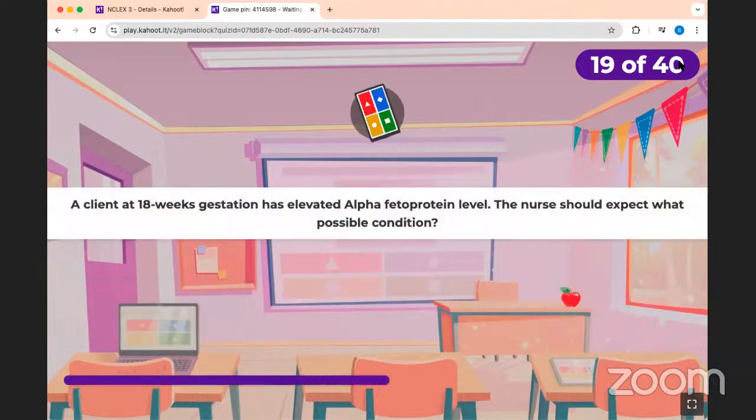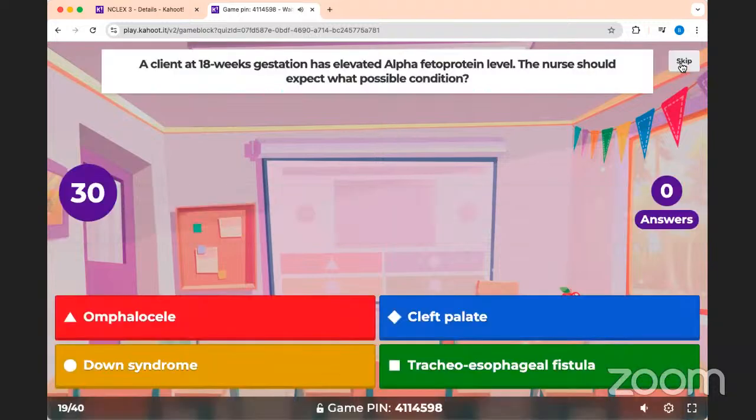A client at 18 weeks gestation has elevated alpha fetoprotein. Actually, we talked about this already in a different way. The nurse should expect what possible condition? Elevated alpha fetoprotein, what do you see?